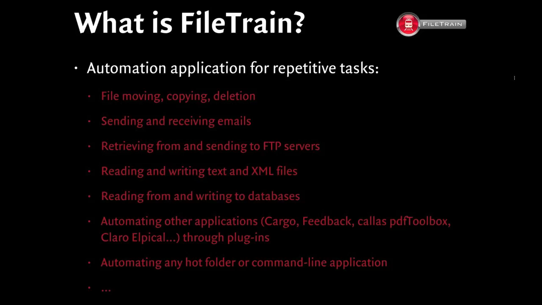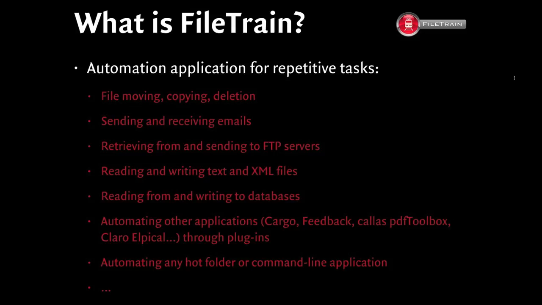And that includes things like moving files about, deleting files, copying, sending out emails, receiving emails, meaning getting attachments from emails, for example, and processing those attachments, getting and receiving files to FTP servers, but also more advanced things like reading and writing text files, reading and writing XML files. You can connect to databases. There are a number of different databases that are supported, and you can store information in a database or retrieve it from a database. And then there is a list of other applications that are integrated with plugins inside of FileTrain so that those can be automated as well.